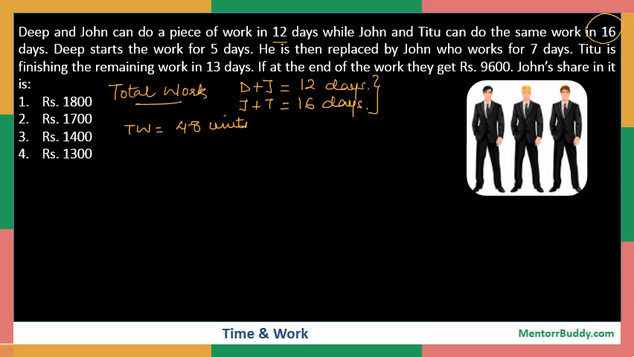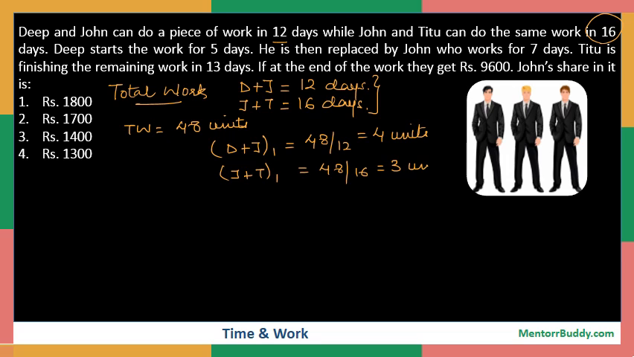Now if Deep and John can do it in 12 days, can I calculate their 1 day work? Deep and John can do 48 by 12, that is 4 units of work in a day working together. Similarly, John and T2's 1 day work is 48 by 16, which gives us 3 units per day.